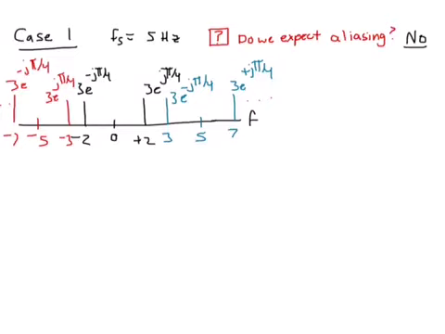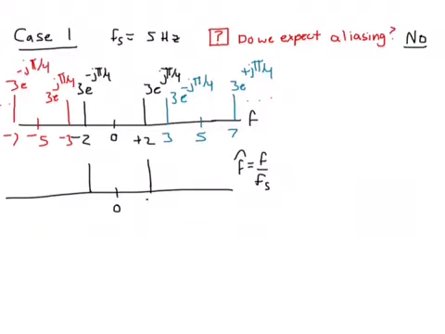Now we could rescale the axis. We talked about axis normalization in a previous video, and if we're going to do that, we define an axis f hat, where f hat is just f divided by f sub s. So we could redraw the same spectrum just on this axis, where we divide all of the axis points by f sub s, which is 5 in this case. So this shows up at 2/5 and minus 2/5.